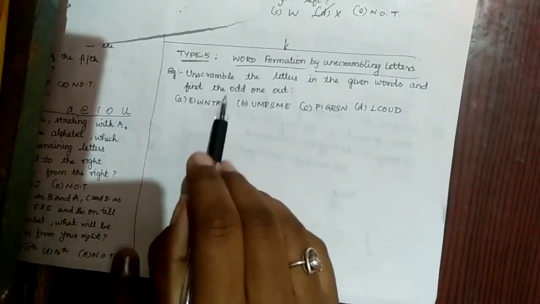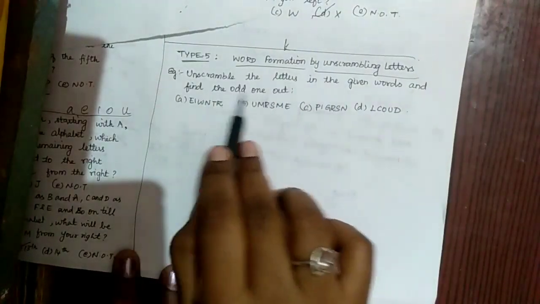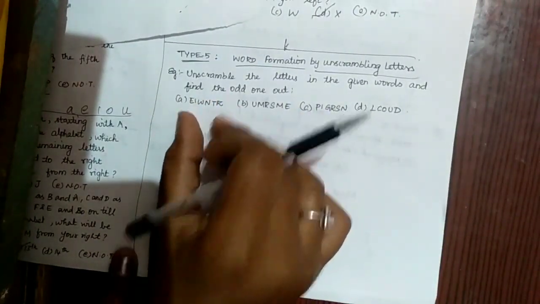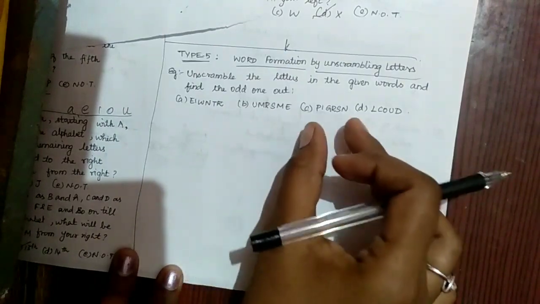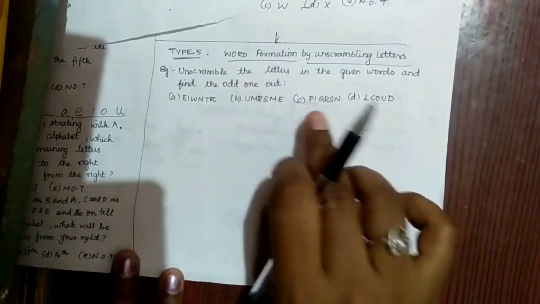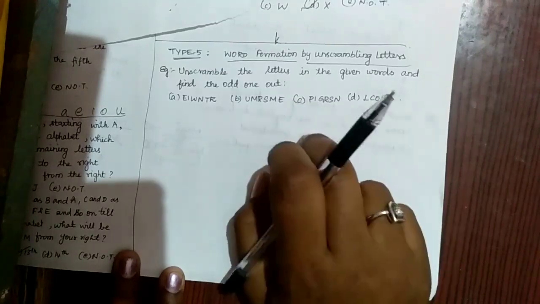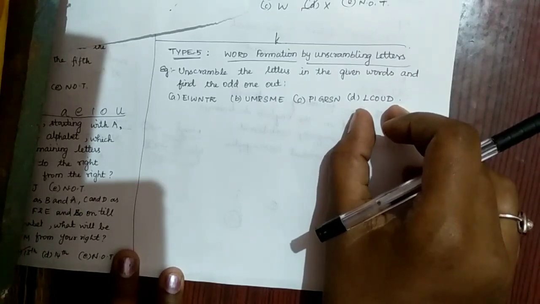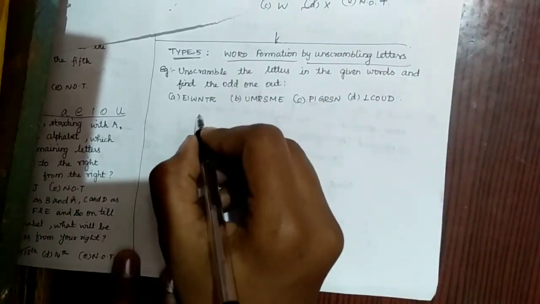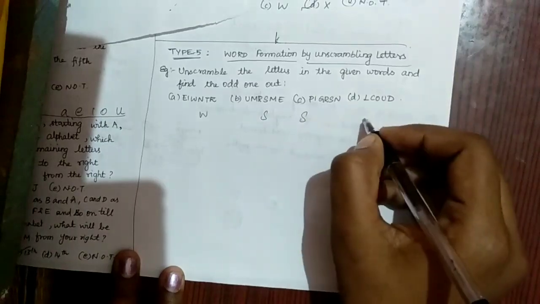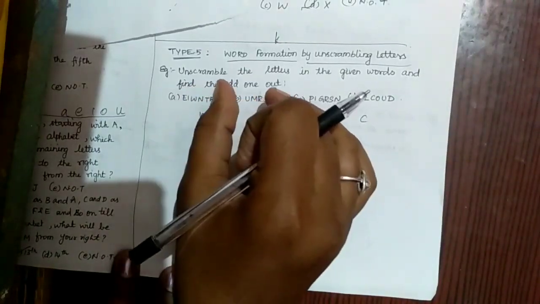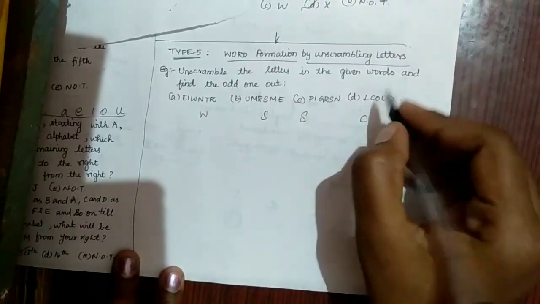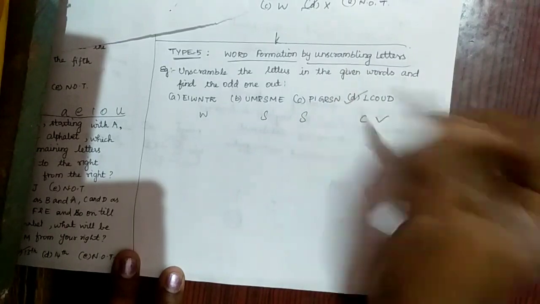The question: unscramble the letters in the given words and find the odd one out. By seeing these words, you can guess that this is looking like winter and this is looking like summer, and these two are seasons, and by these letters you can guess that this will be spring. And this one has just 5 letters and we can guess it as cloud, right? So this is winter, this is summer, this is spring and this is cloud. So we have to find which is the odd one out. These 3 are climatic seasons and this is cloud. So this should be the odd one out, right? The option is D. The answer will be D.